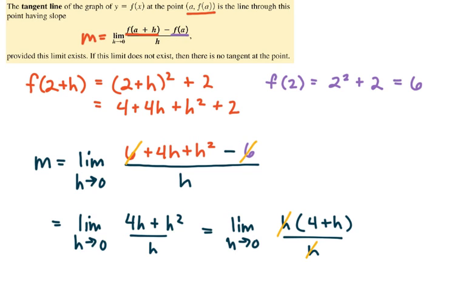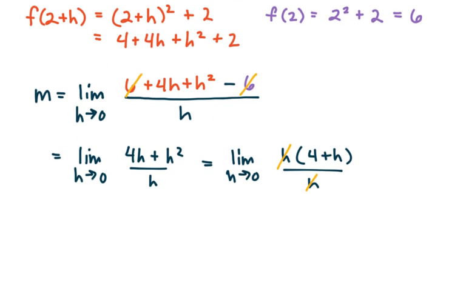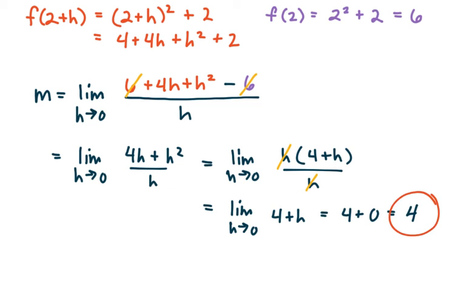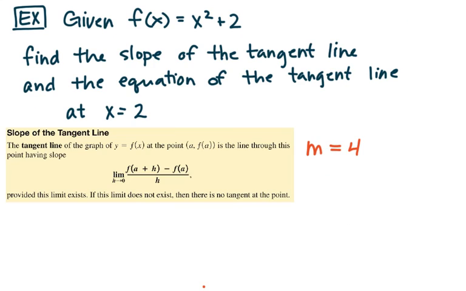My h values cancel. Now I'm calculating here the limit as h approaches 0 of 4 plus h. I can plug in 0, so that's 4 plus 0, or 4. 4 represents my slope. This is the slope of the tangent line. So I know my slope is 4. So we know the slope of the tangent line is m equals 4.